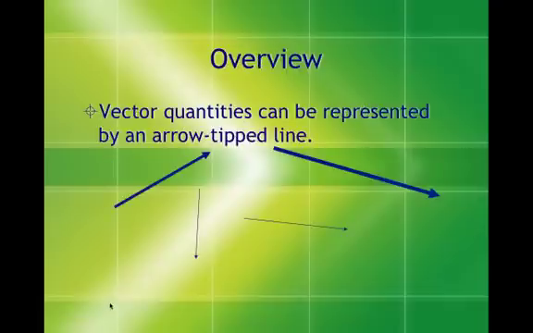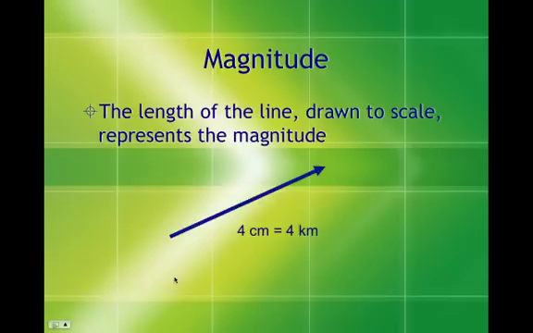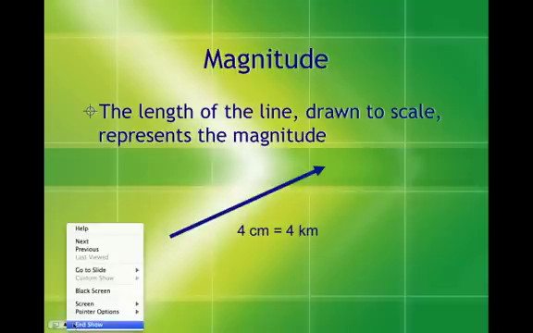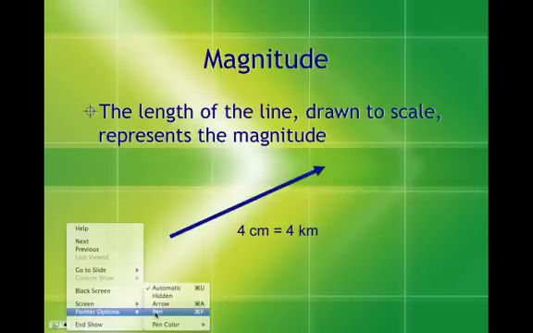So just as an overview, vector quantities can be represented by an arrow-tipped line. So we use the length of the line to indicate the magnitude and the direction that is orientated on the piece of paper to indicate the direction. The length of the line is always drawn to scale, and that represents the magnitude. 4 centimeters here would equal 4 kilometers. You always make up your own scale. Make it appropriate so it's big enough to see, but not so large that you run out of paper.